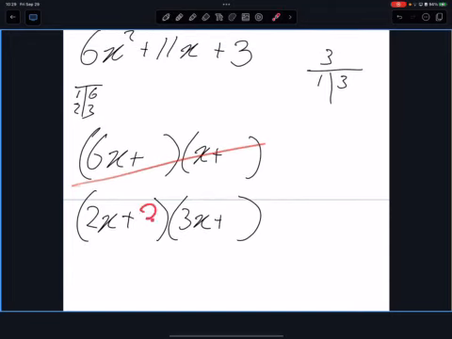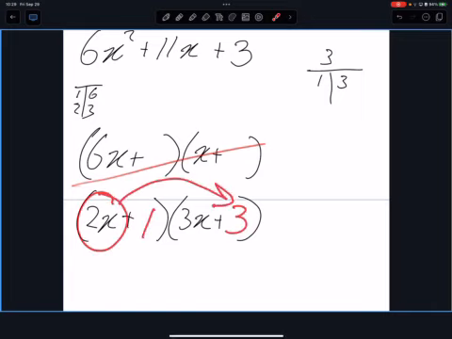And then you continue. You have 3 and 1, or 1 and 3. Those are the two possibilities. All right, start with 1 and 3. 2x times 3 equals 6x. 1 times 3x equals 3x, so that's 9x. So 1 and 3 is not a possibility.